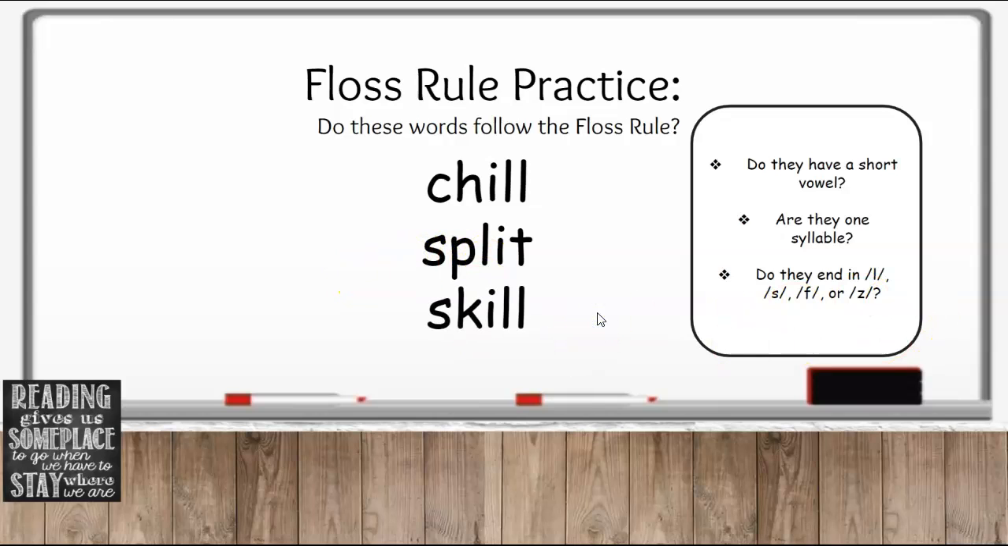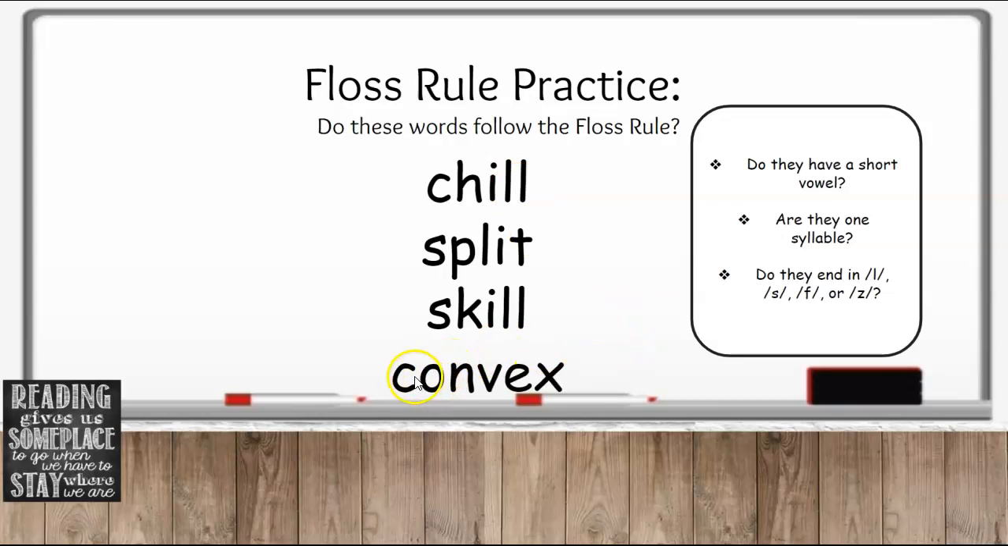Let's start our next word. All right. I see an i that says i, sk, l, skill. Okay, skill. That's one syllable. So again, it has a short vowel. It has one syllable. Now, does it end in l, s, f, or z? Yes, it ends in l. So this skill follows the floss rule.